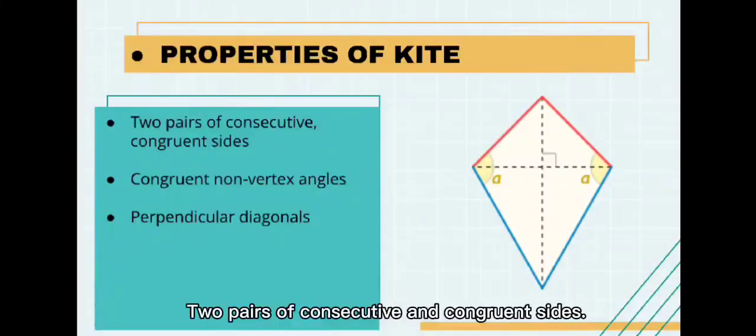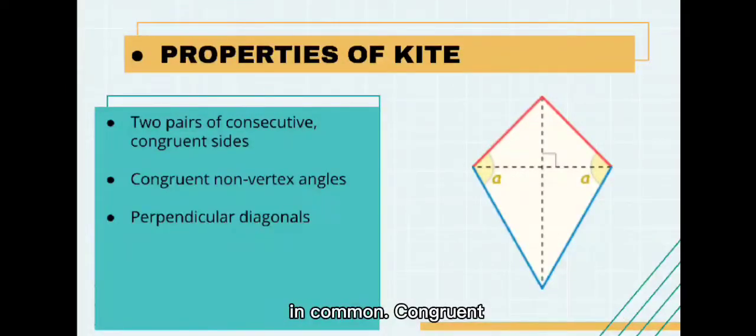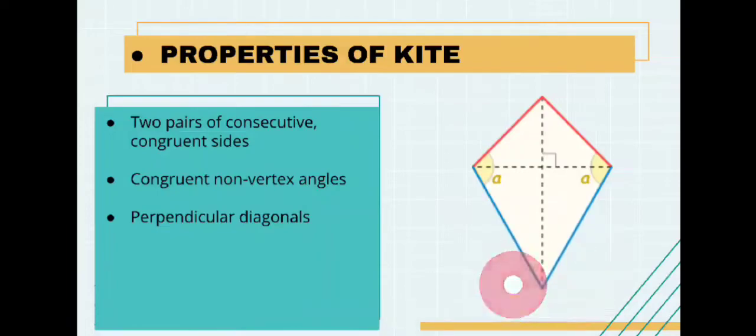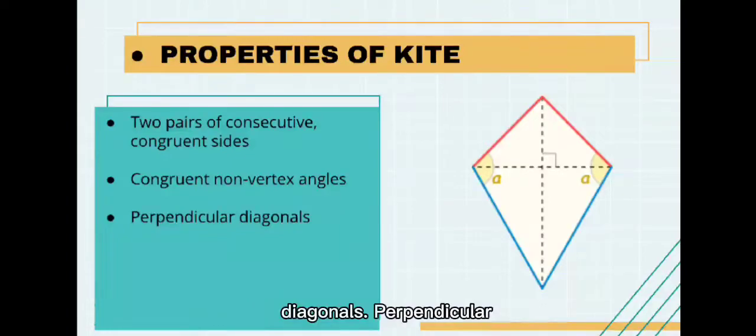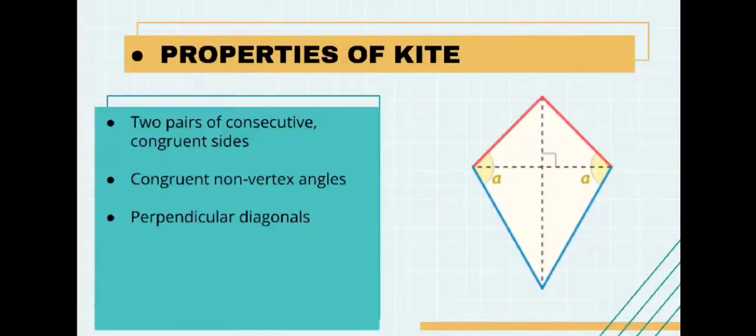Properties of kite. 2 pairs of consecutive and congruent sides. Consecutive sides are two sides that have an endpoint in common. Congruent non-vertex angles. Congruent non-vertex angles are here in the left angle and the right angle, while the vertex angles are here in the bottom and top angles. Perpendicular diagonals. Perpendicular means that the diagonals meet at 90 degrees or a right angle.